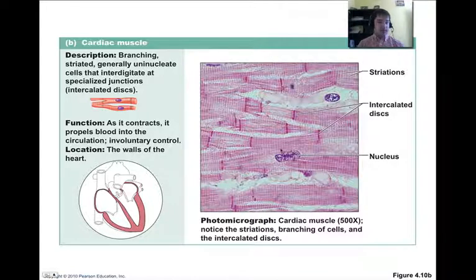This is under involuntary control. Also like skeletal muscle, you see these striations. So the main function of cardiac muscle is to pump blood. It's under involuntary control. You can't really tell your heart to beat. And it's found in the walls of your heart.